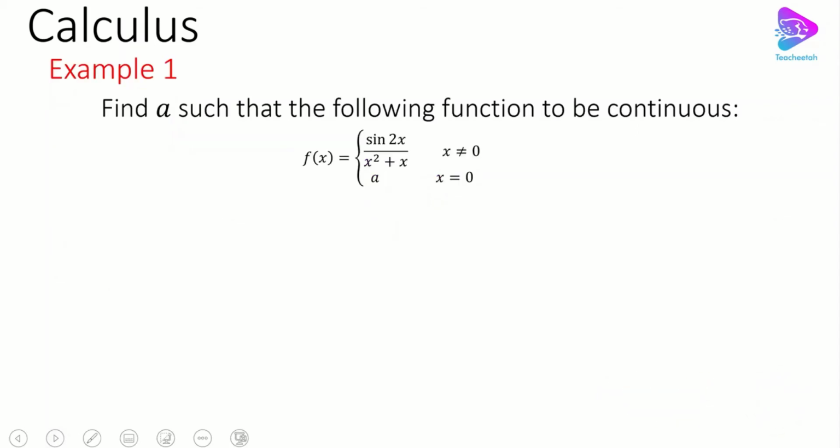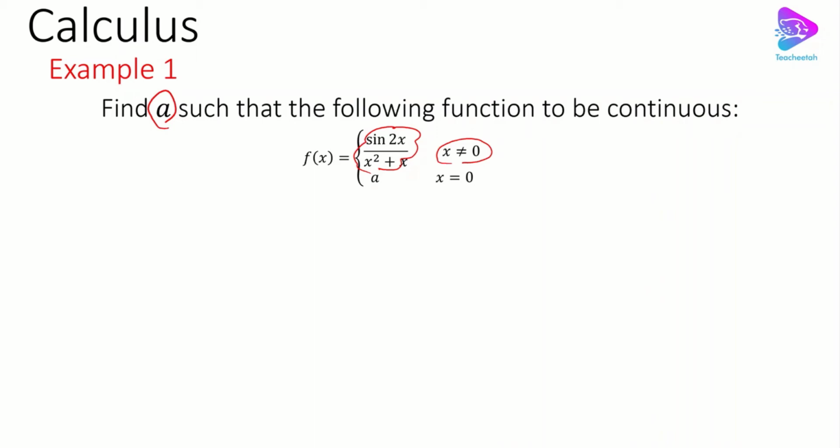For the first example, we want to find a such that the following function is continuous. So we have two terms inside this function, as you can see. When x is not equal to 0, we have sine of 2x over x squared plus x. And when x is equal to 0, f of x is equal to a.